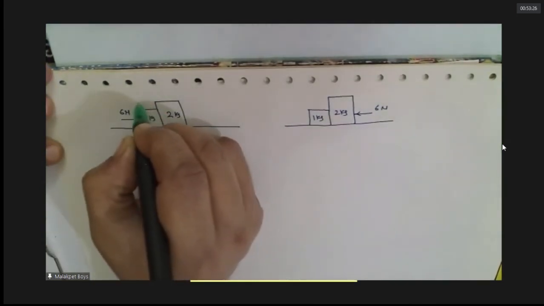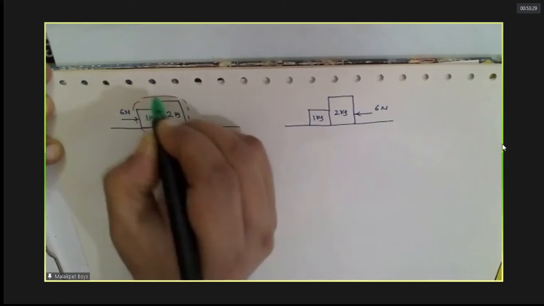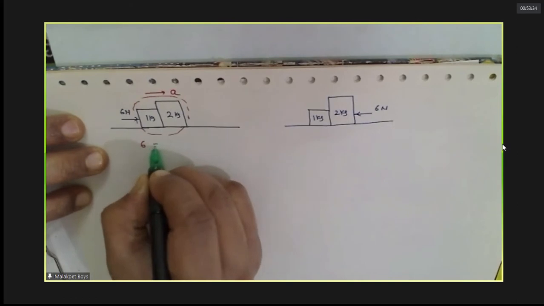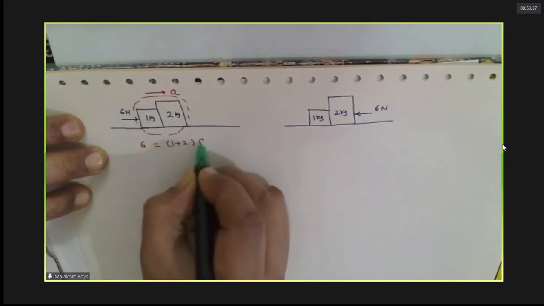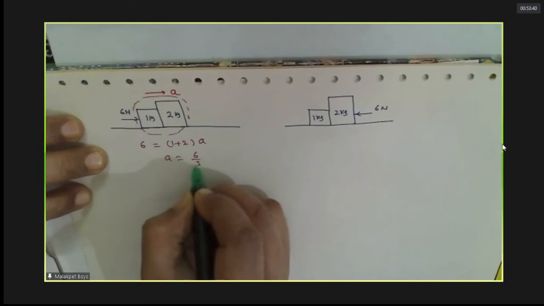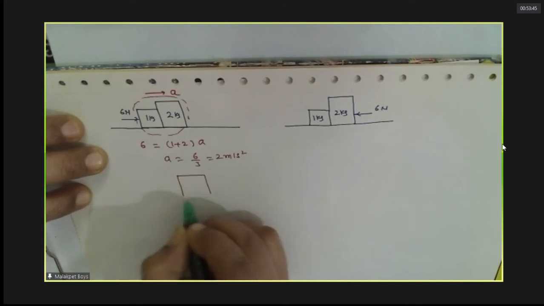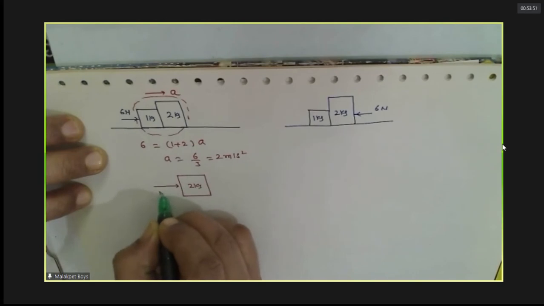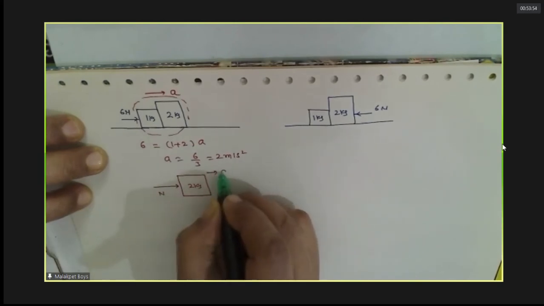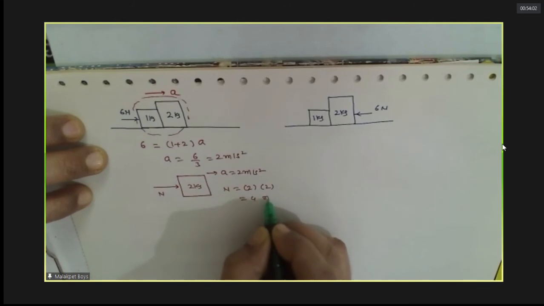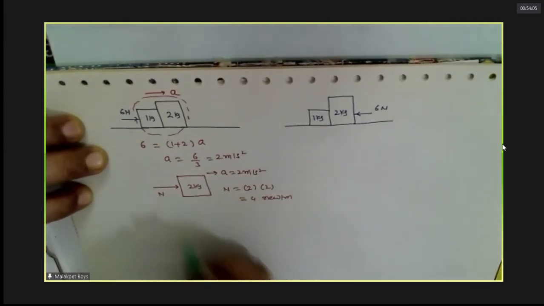Here, let us take this as one system and let this be the acceleration A. So the external force must be equal to the total mass into A. So what is A? 6 by 3 equals 2 meter per second square. Now I need the normal reaction. I'll say the 2 kg block, and this is the normal reaction between them. This has an acceleration of 2 meter per second square. Therefore, N equals 2 into 2, 4 Newton. Or N1, you take if you want.